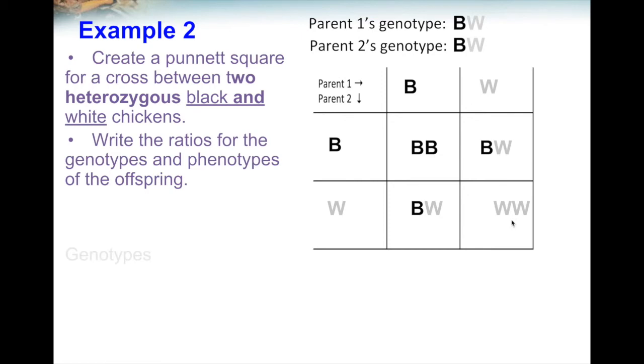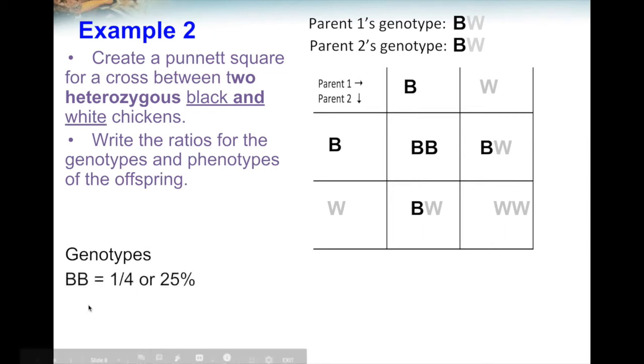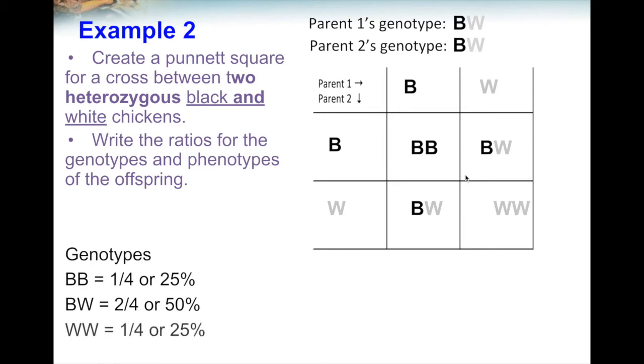So let's take a look at the genotypes. In here, these are what the offspring can turn out to be. So these black and white feathered chickens can have an offspring that is homozygous B, and it happens in one of the 4 boxes, or 25%. They can have a BW offspring, and that can happen 2/4 of the time, or 50%, or they can have an offspring that has WW, and it's 1/4 or 25%.